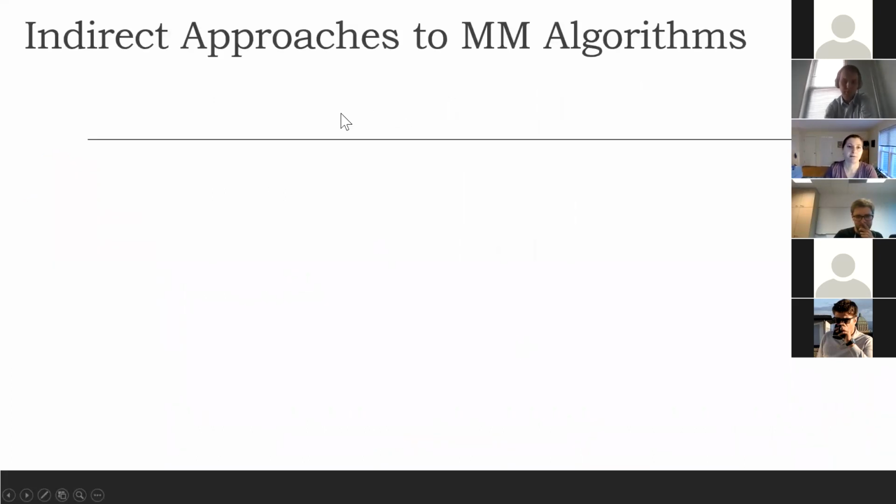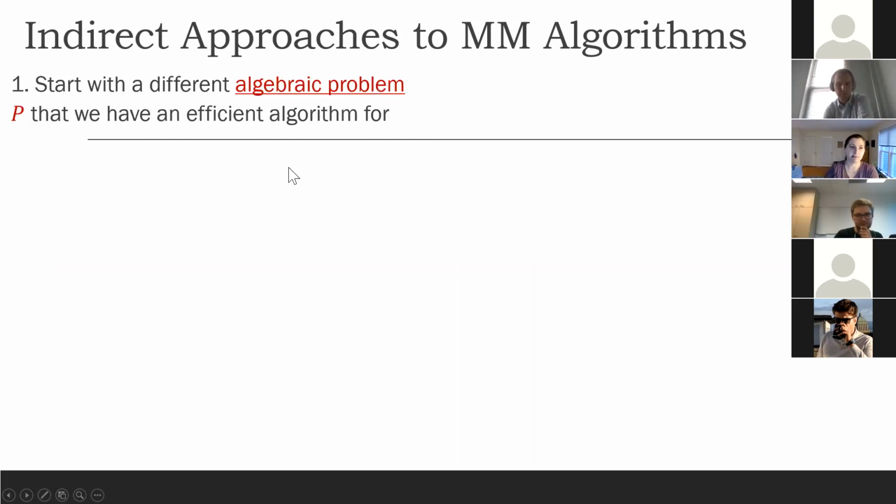Okay, so indirect approaches. What are they? I'm going to have 2 ways of looking at them. First, you take a different algebraic problem, which is not matrix multiplication, but something maybe simpler looking. And you have a very efficient algorithm for it, which means that you have a good rank bound. Then you show how to reduce matrix multiplication to that algebraic problem, in the sense that you can use the fast algorithm for that problem to solve matrix multiplication faster.